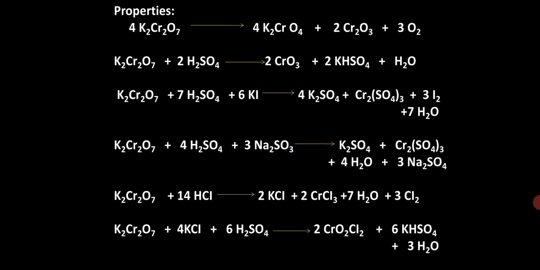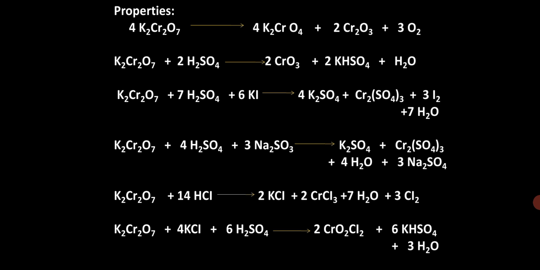First it is passed through water: chromyl chloride plus water gives you HCl plus H2CrO4, chromic acid. Chromic acid H2CrO4 reacts with lead acetate, (CH3COO)2Pb, to give lead chromate, PbCrO4, plus acetic acid. PbCrO4 is a yellow precipitate, which is a test for chloride ions.